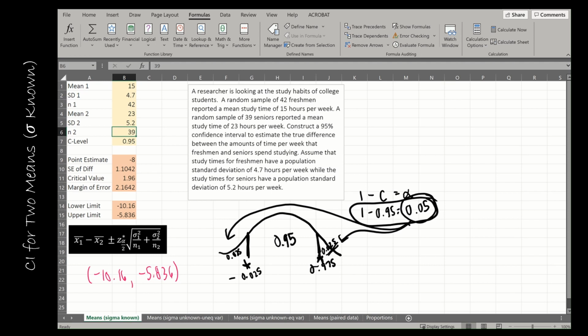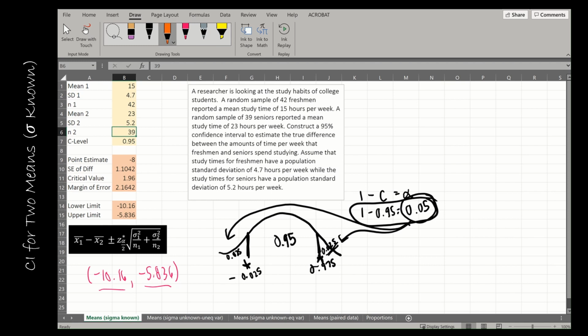How do I interpret that? Well, that means I'm 95% confident that the true difference, because remember, we're just basing this on a sample, and I want to know the true difference between how much time freshmen spend studying versus seniors. And because this is negative, what does that tell me? Does that mean seniors study more or freshmen?